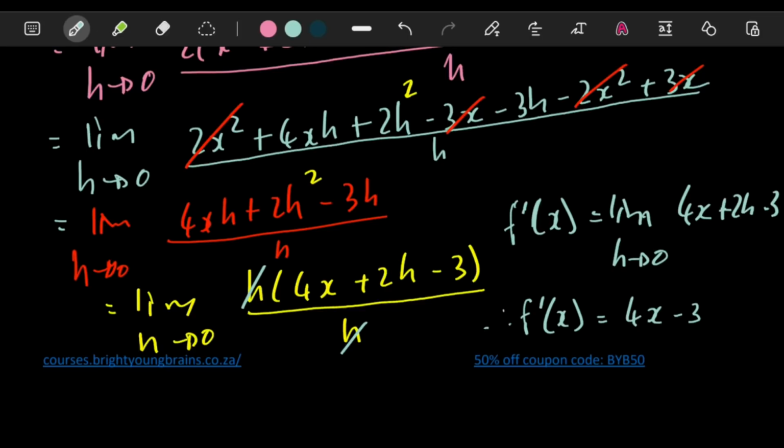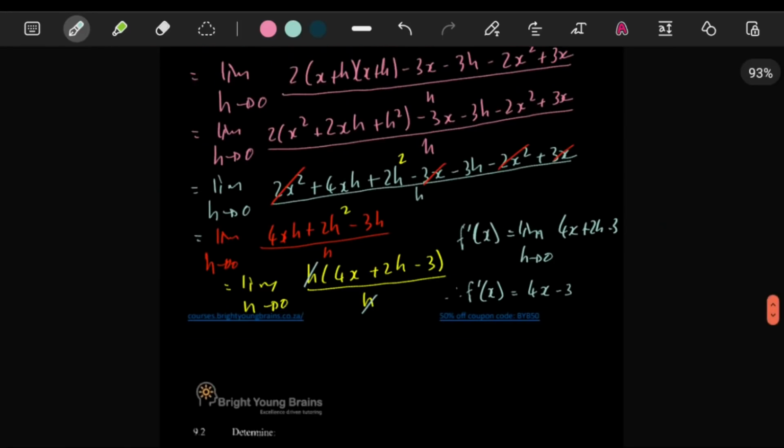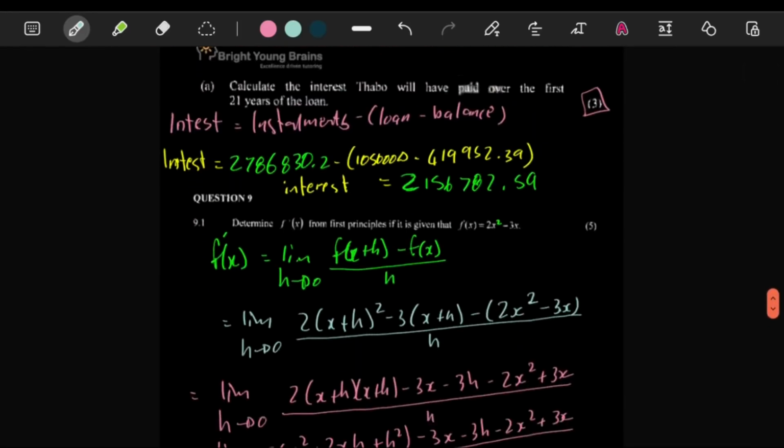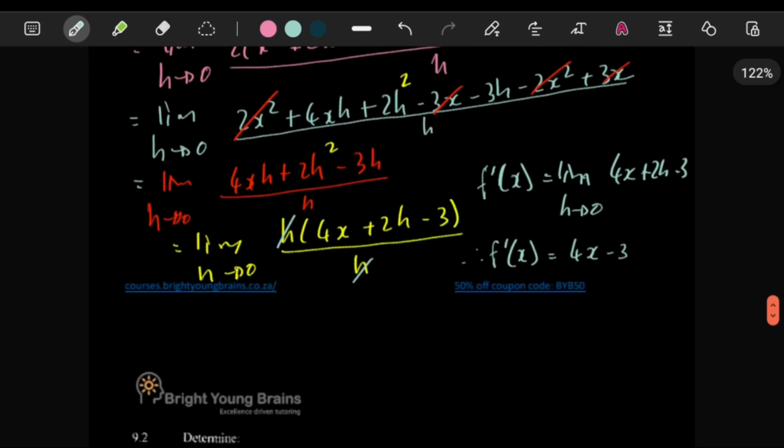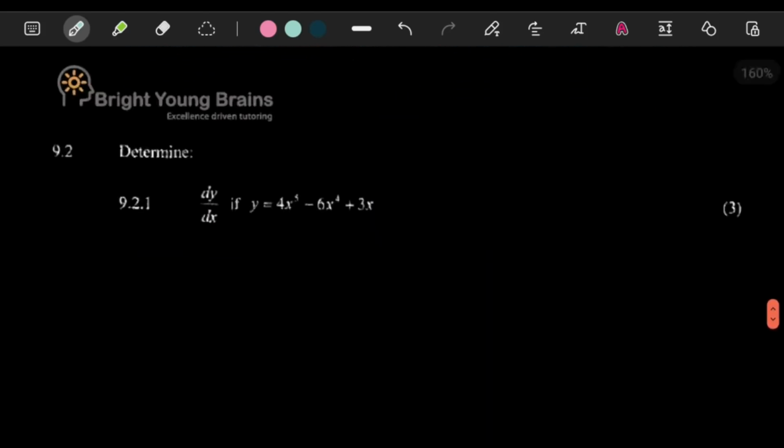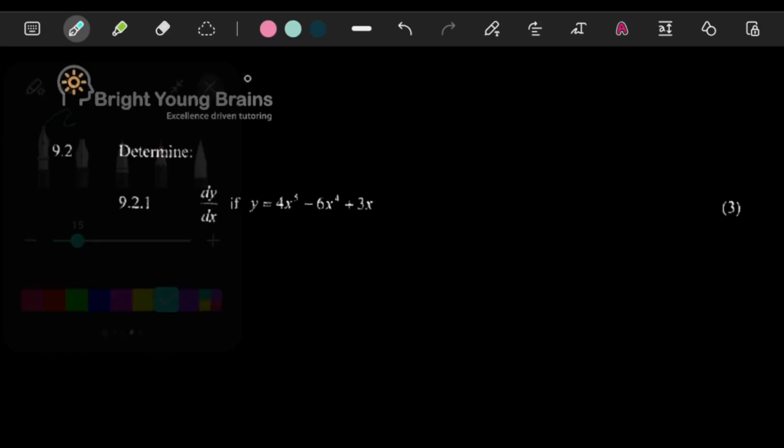And there you go. Okay, that's all. You can double check your answer by looking at this. 4x minus 3. Yep, 4x minus 3. Okay, 3 marks. They want you to differentiate. Okay, differentiating here. I don't think we are going to do anything extravagant here.